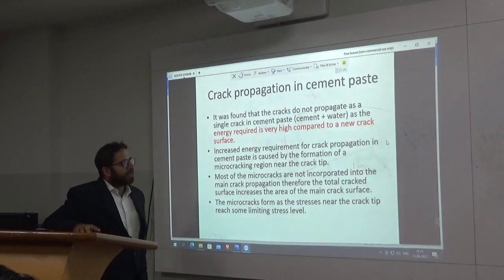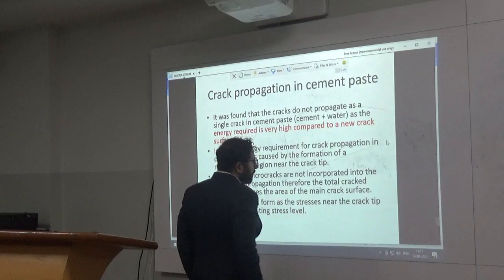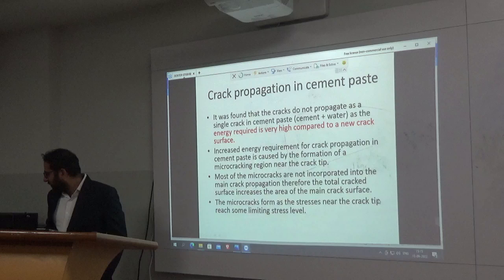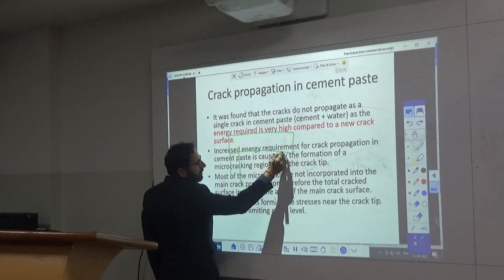We will start from the macro crack. Under the action of the loading, the micro crack will grow into a new crack and it will cause the complete failure of the structure. So generally, for an RCC structure, let's say this is a beam, this beam is supported by the columns.